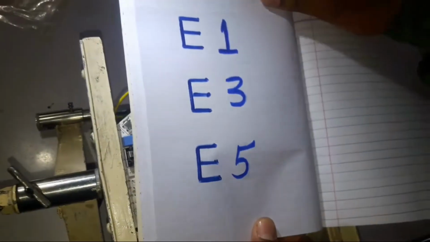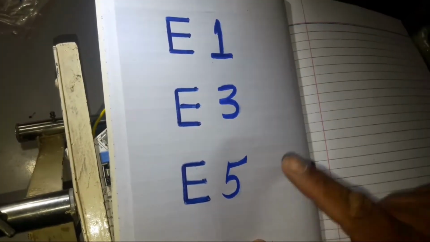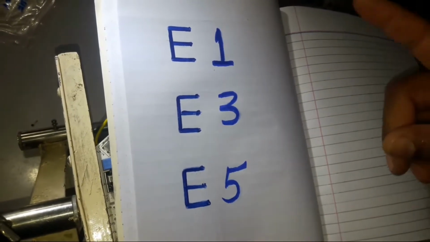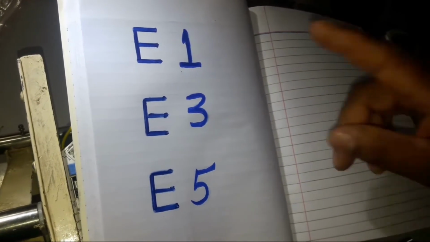Today, we will discuss these three error codes, E1, E3, and E5. If these errors appear on the air conditioner's display and the AC stops working, what do they mean and what causes them? So let's start the video.